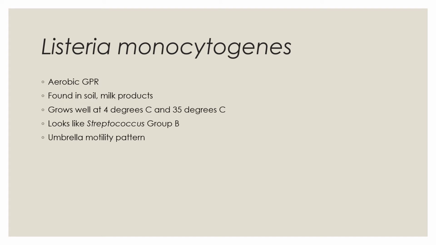The thing about Listeria monocytogenes is that even though it's a gram-positive rod, it looks a lot like a Streptococcus group B on the plate. So it kind of has a soft zone of beta hemolysis. And then it has an unusual umbrella motility pattern. I'm going to show you a picture of this in the next slide.